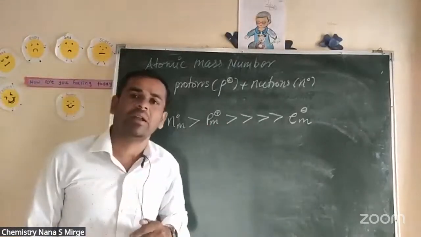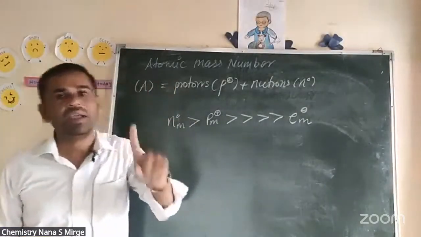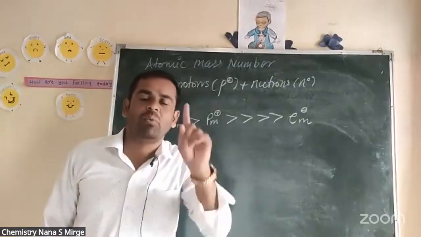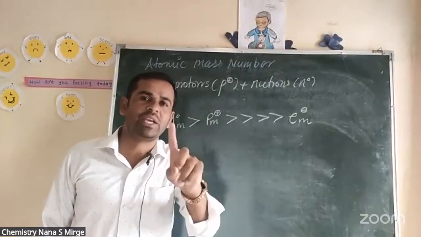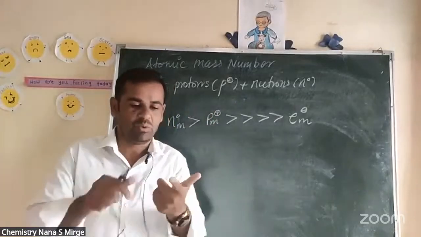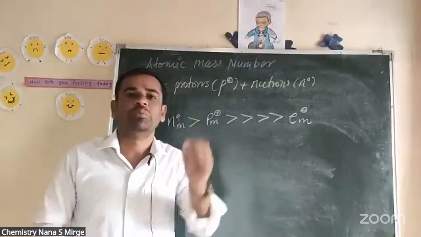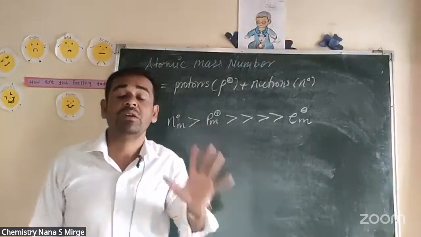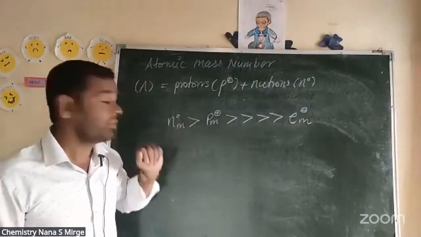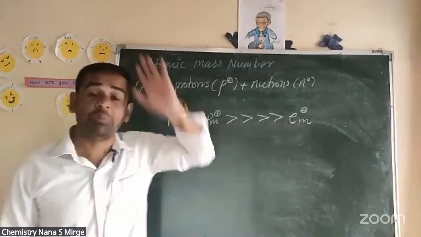If the mass of an electron is 1 kg, then how much will the mass of a proton be? 10,000 kg, meaning 5 zeros, 10,000 kilograms is the mass of a proton. 1 kg and 10,000 kg, a very big difference.